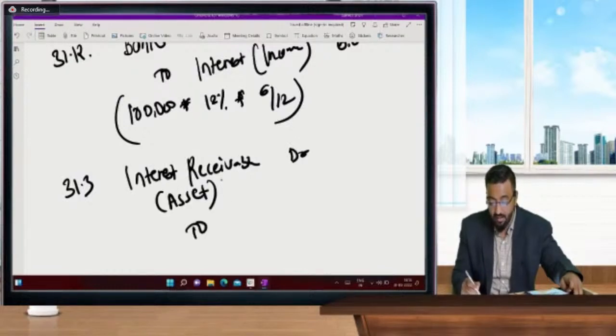Debitor, debtor. Interest receivable is a personal account. So debtor, who is going to give you? Bank. So interest payable, who says that, brother? It will be receivable. Please improve your knowledge a little.